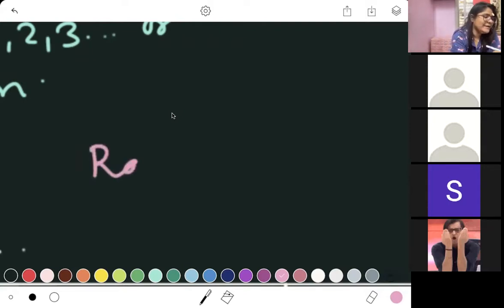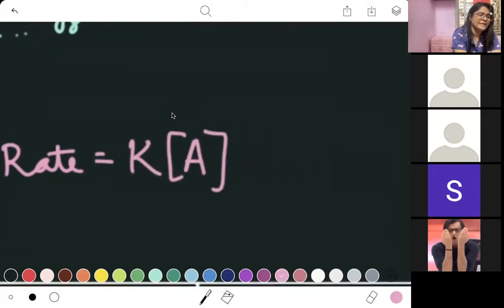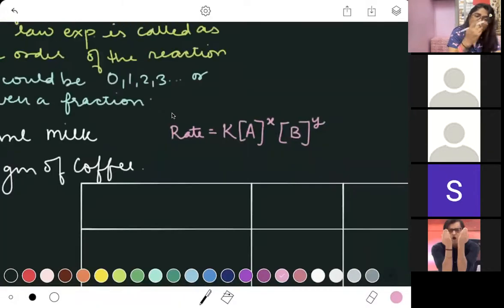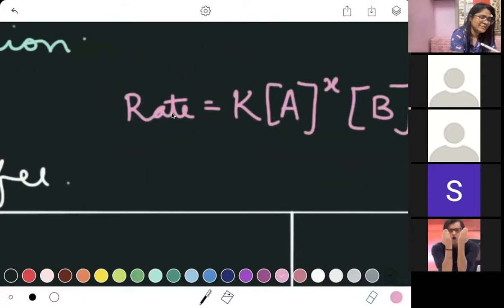Rate is going to be found out by writing the rate constant multiplied by the molar concentration of a substance raised to the stoichiometric coefficient. This is my rate of a particular reaction. I could also write the value of K. Okay, now this is the equation that I have.